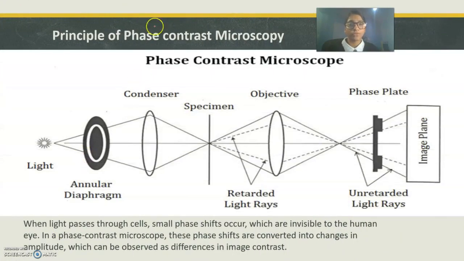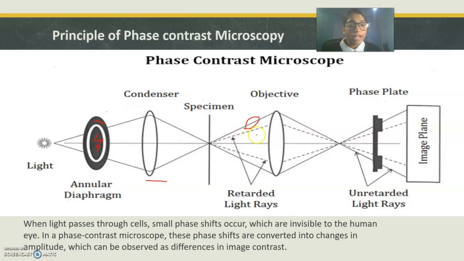Now we'll see the principle of phase contrast microscopy. This is the light. You can see this is an annular diaphragm. The shaded part will not allow light to pass through it. The white ring will allow the light to pass. The condenser present over here will condense this light onto the specimen. From the specimen, the light will pass through the objective lens, and here this is the unretarded rays and this one is the retarded rays.